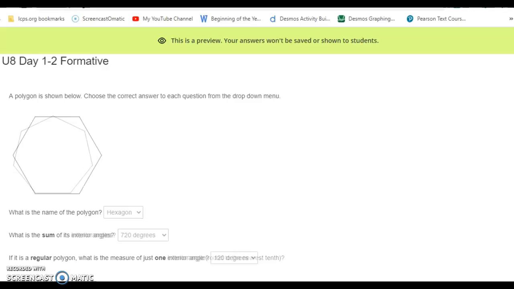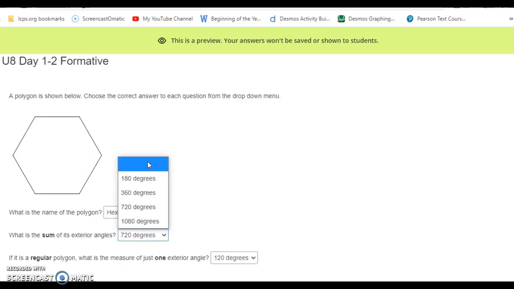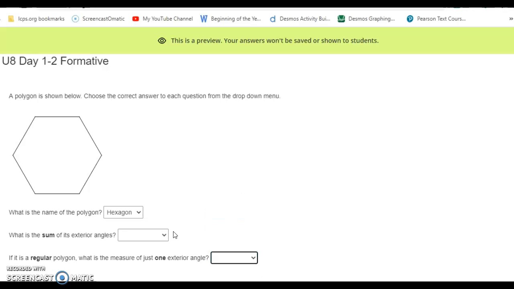For number 2, this is not right. Okay, so what's the name of the polygon? It's a hexagon because there are 6 sides. Now it's asking for the sum of the exterior angles. The sum of all exterior angles of any polygon is going to be 360.